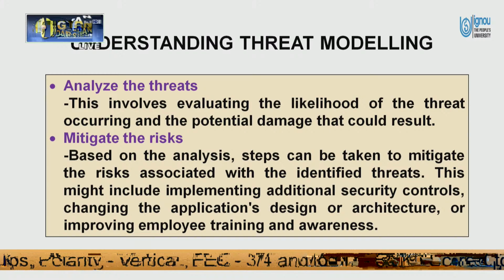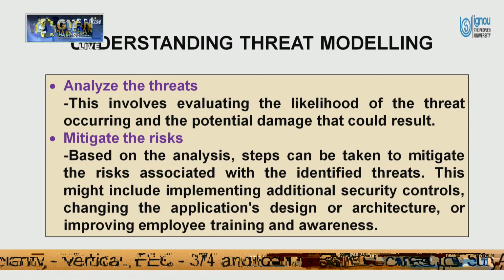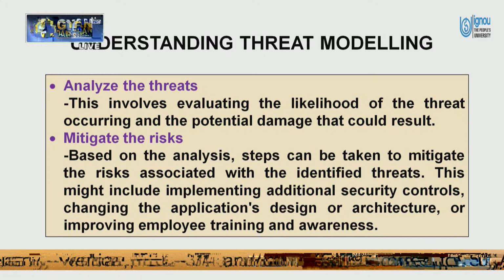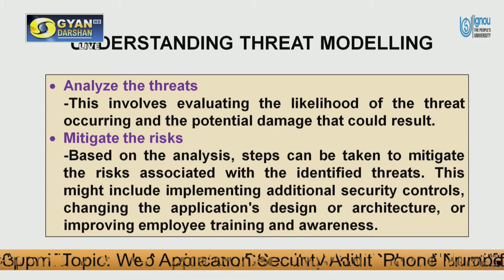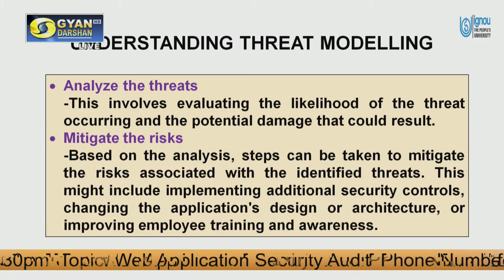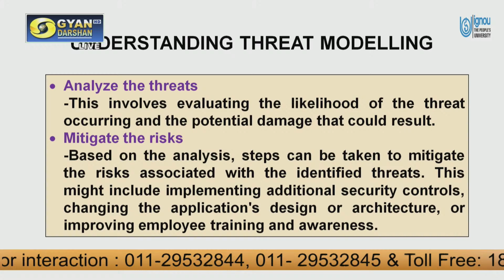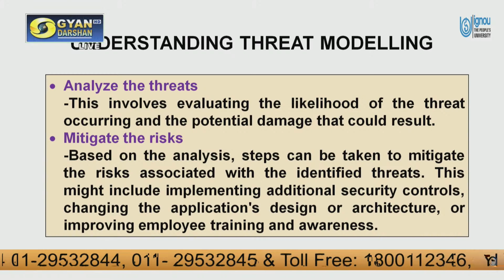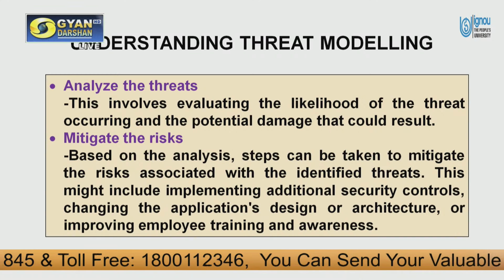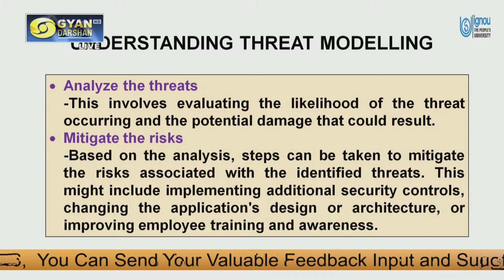What are the identified threats? As I explained just now, the social engineering threats, and also the threats which may occur through software downloading, social network usage, and web application information being uploaded on respective employees' or organizations' websites. That is also very important to protect. This might include implementing additional security controls, changing the application design or architecture, or improving employee training and awareness.